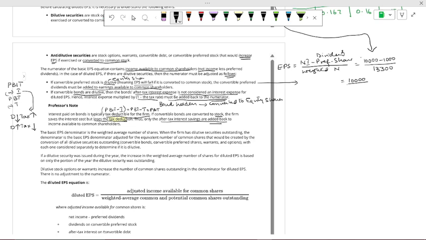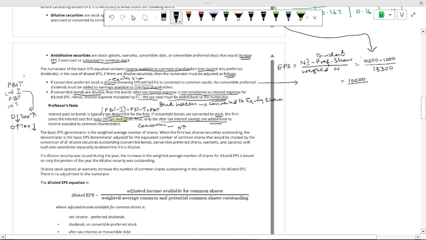EPS denominator. See the thing. When you are making the conversion, the numerator will also change, the denominator will also change. When you are making the conversion, what will happen? The number of shares will increase. That's all, as simple as that.